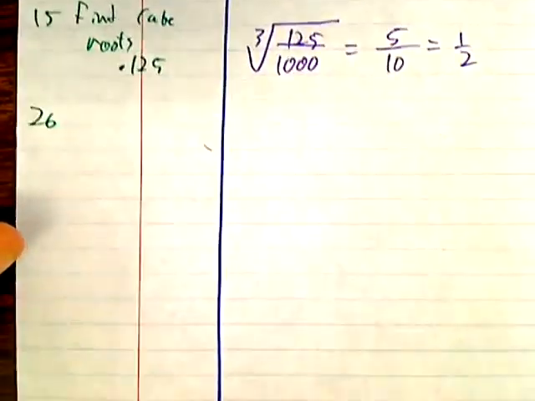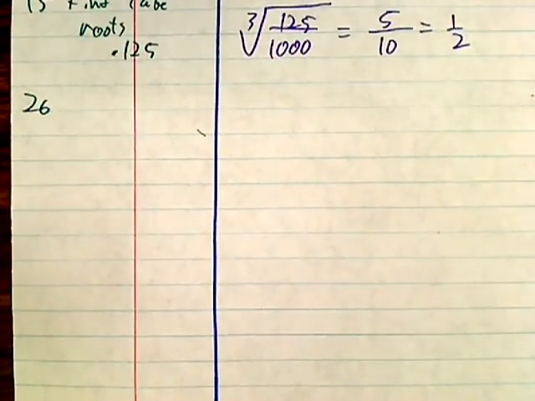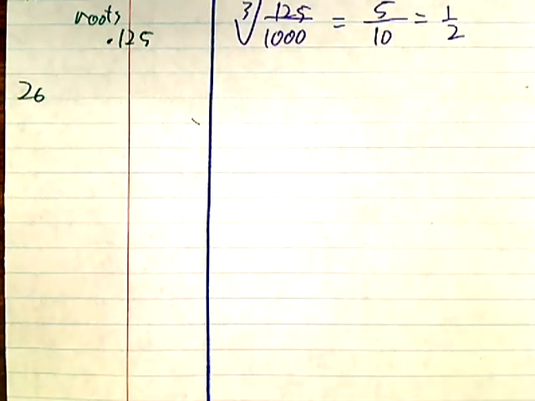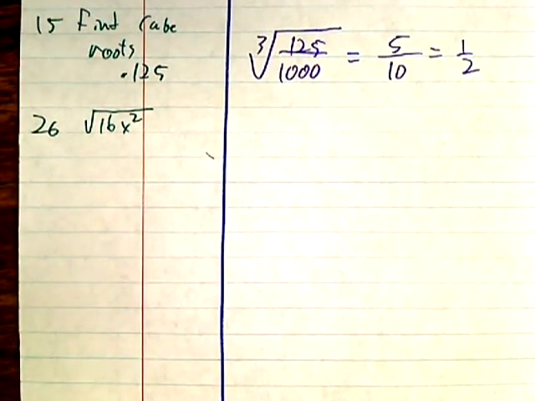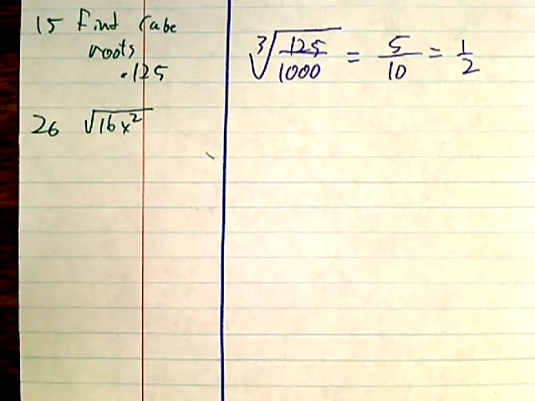Number 26. I know the lighting is bleeding a little bit, but hopefully you can see it well enough. Number 26, the square root of 16x squared. The square root of 16x squared, and we did a little bit with variables on the other side. That's actually really similar to one of our problems. So go ahead and try that.